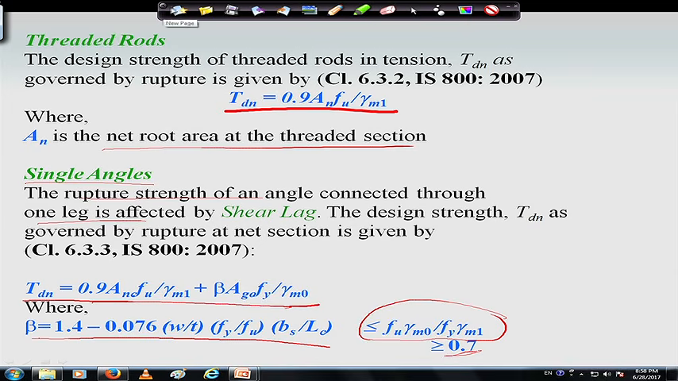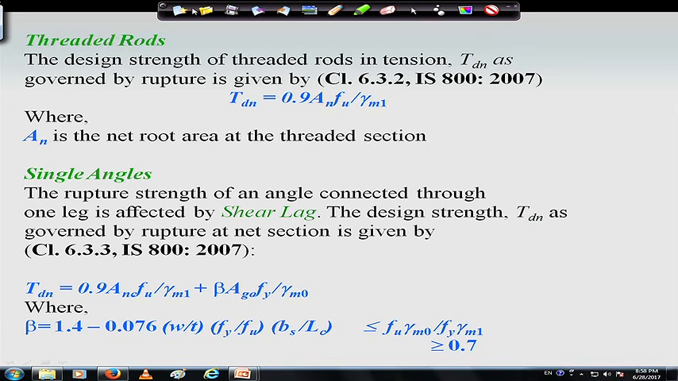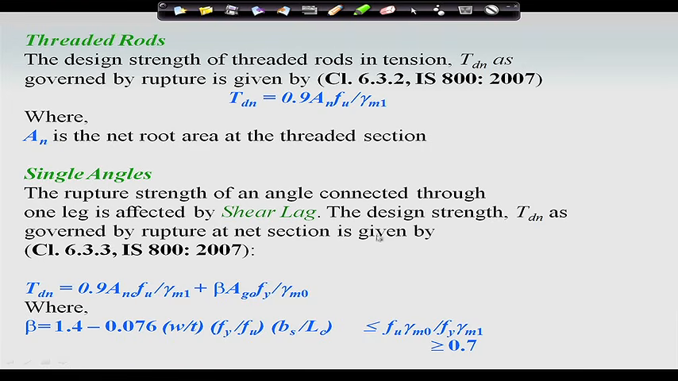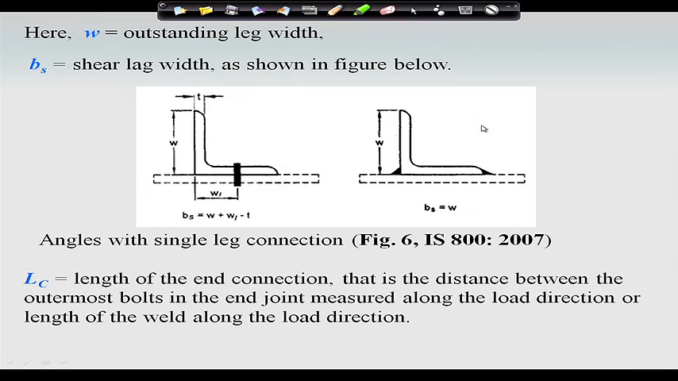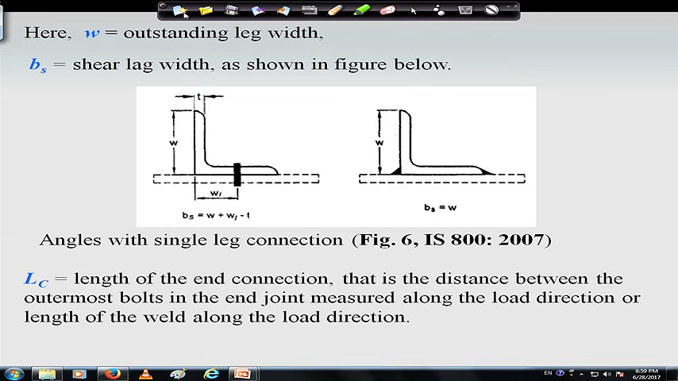So, this is how we can find the design strength of angle due to rupture, and while calculating we need to know the bs, the shear lag width, and Lc. So, these two we have to know. The bs value can be calculated as bs equal to w plus w1 minus t if it is connected with bolts, and if it is connected with one leg with weld, then bs is equal to simply w.